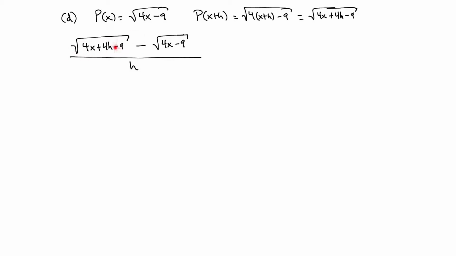So the thing is, we've got this difference of two radicals. And one of the things we may remember from our dealing with radicals before this class would be talking about conjugates. So if you multiply by a conjugate, in this case the square root of 4x plus 4h minus 9 plus the square root of 4x minus 9, and remember you can't just multiply the numerator by something, you have to also multiply the denominator by the same thing. So I'm going to write the square root of 4x plus 4h minus 9 plus the square root of 4x minus 9.